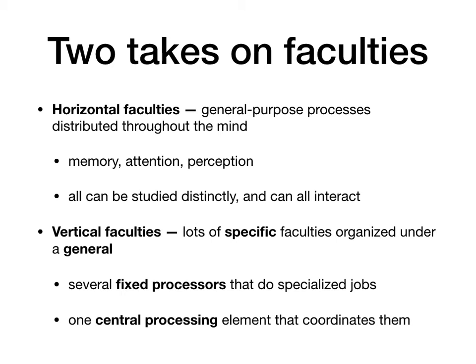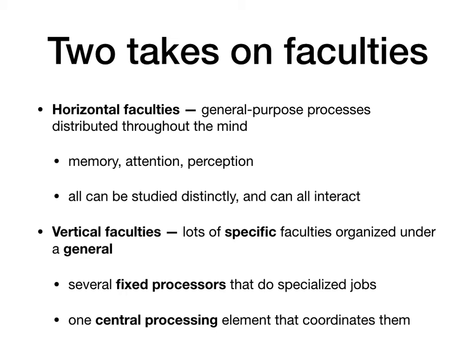Horizontal faculties is the idea that there are just a whole lot of general purpose processes distributed throughout the mind. Memory and attention and perception, right? And they can all be studied distinctly, but they all definitely interact with one another. Whereas there's also the idea of a more hierarchical version of this called vertical faculties, where there are lots of specific smaller scale faculties organized under a general faculty. A general problem solver. So several fixed processors that do hyper-specialized jobs and one great big central processor that coordinates everything else.